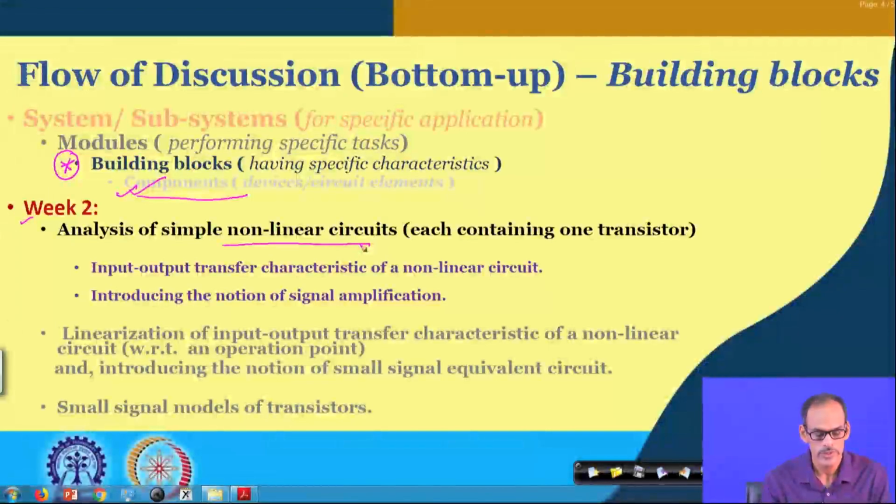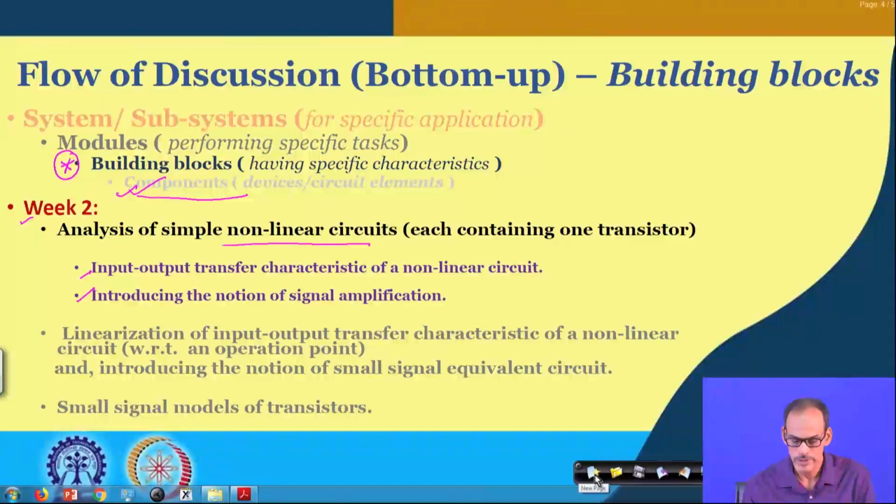We will be focusing on the input to output transfer characteristic of the nonlinear circuit, and then we will also be discussing signal amplification, how this nonlinear circuit containing one transistor may help us to change the signal, rather amplify the signal.